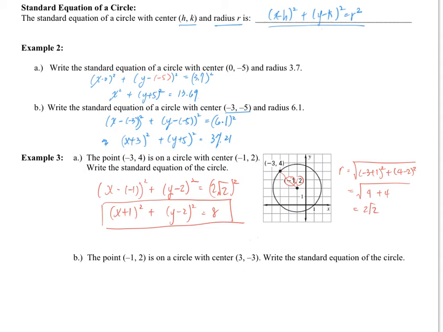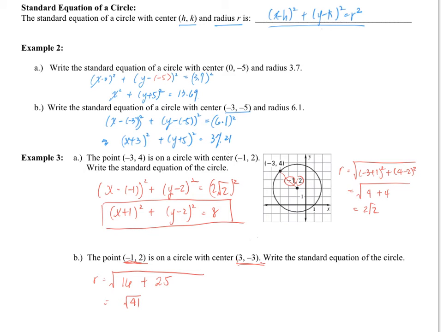And part B, the point (−1, 2) is on a circle with center (3, −3). Write the standard equation of the circle. Same thing. We need to find the distance between (−1, 2) and (3, −3) using the distance formula. −1 subtract 3 is −4. Square it is 16. And then 2 minus −3 is 2 plus 3, which is 5. We square it, it's 25, and we get the square root of 41 as the radius.